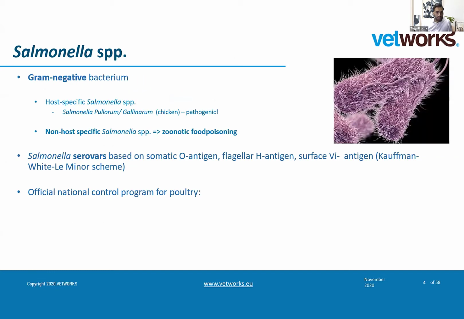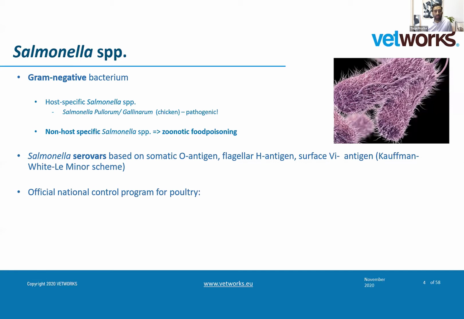So, like Hilde explained yesterday, Salmonella is a gram-negative bacteria. We have more than 2,500 serotypes. It's important in poultry mainly because it's a zoonotic disease, but we also have host-specific Salmonella like Pullorum gallinarum, which give us signs and are pathogenic for chicken. So they're also important for our chicken as well. We also have the non-host-specific Salmonella, which are the ones that we care about more, like the zoonotic ones.